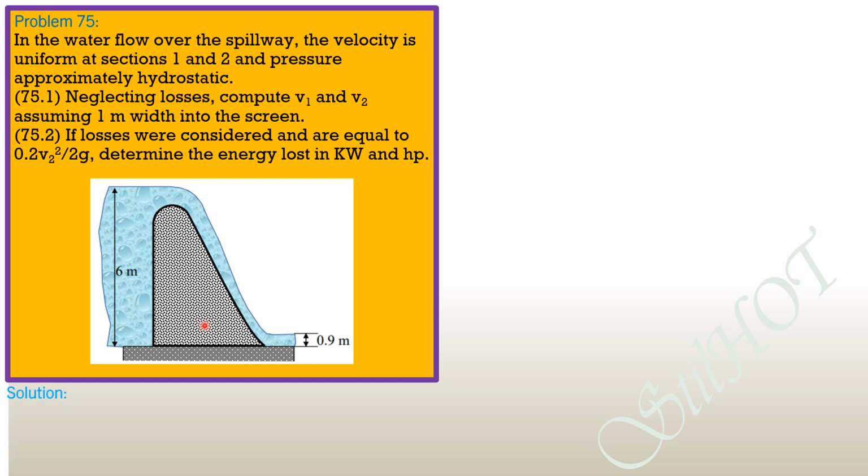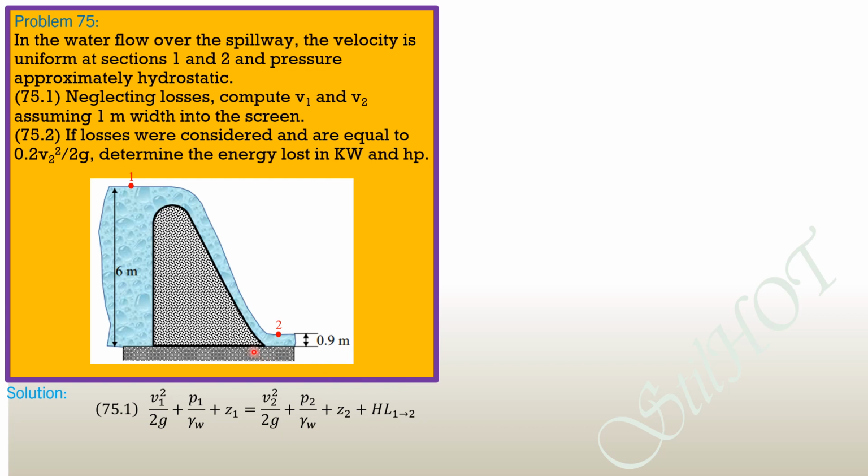So we select points here and here, call this one point 1 and this one point 2, and we write the energy equation between points 1 and 2. So we have velocity head at 1. First part, we ignore losses, plus pressure head at 1 plus elevation head at 1 equals velocity head at point 2, plus pressure head at point 2 plus elevation head at point 2 plus head lost from 1 to 2, which in the first part is 0.